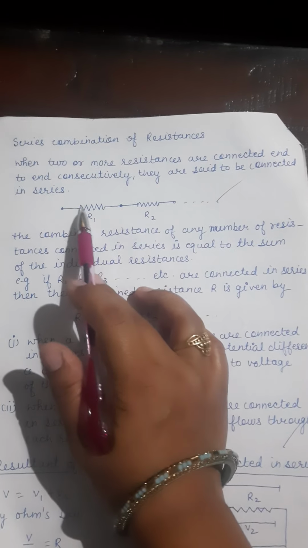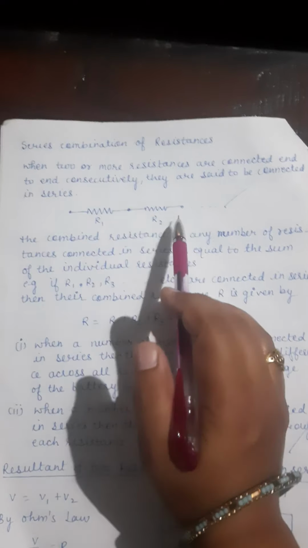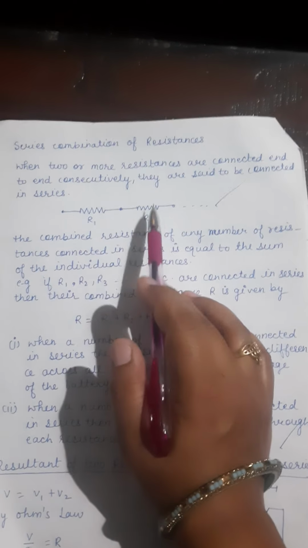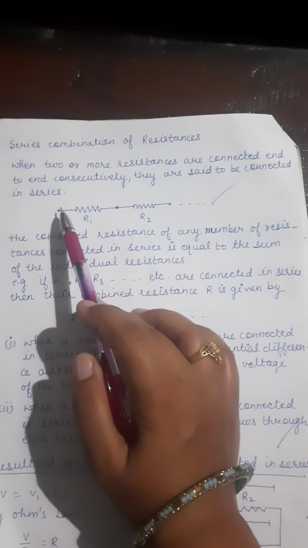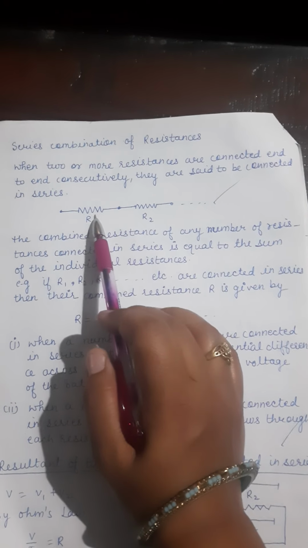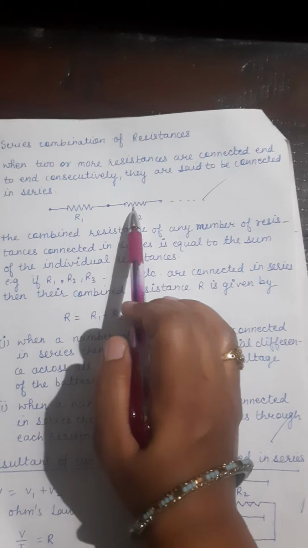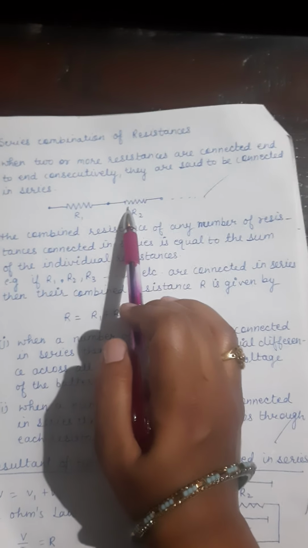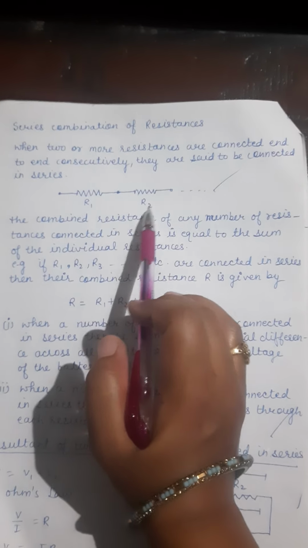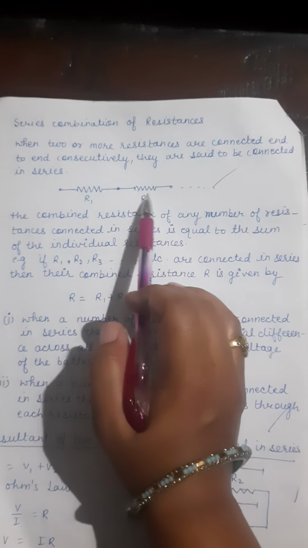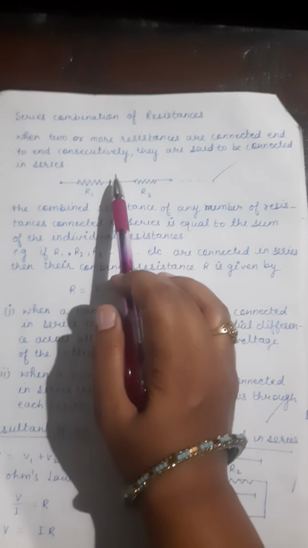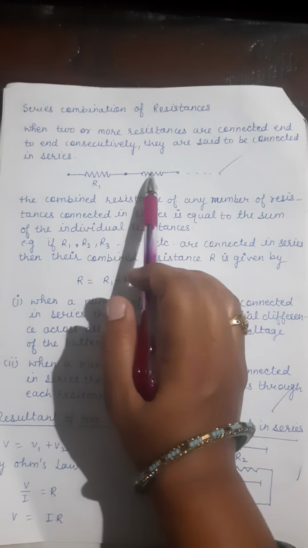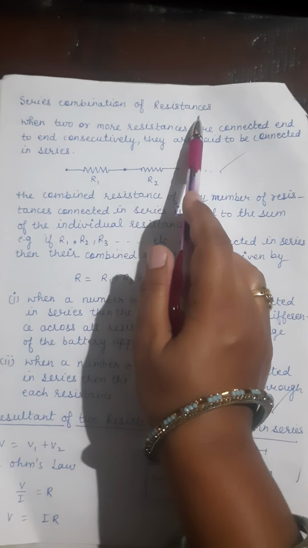This is the symbol for the resistance, a zigzag path, and this is the first resistance, this is the second resistance. Or you can say there are two wires and we have connected the first end of the first wire to the starting end of the second wire. Therefore, these two wires when connected end to end are called a series combination of the resistance.